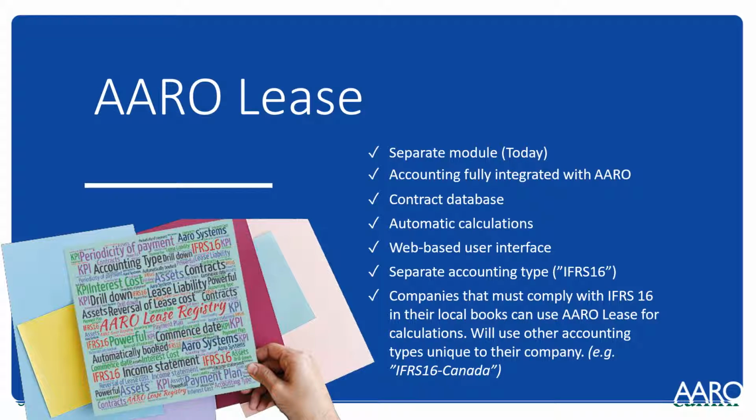RO Lease is a dynamic system that is included as a separate installation today, but the accounting is fully integrated with RO. In addition, the system has a contract database, performs automatic calculations, has a web-based interface, and features IFRS 16 as a separate accounting type. Companies can use RO Lease to perform calculations in compliance with the new IFRS 16 standard.